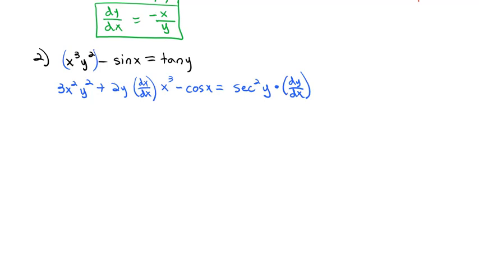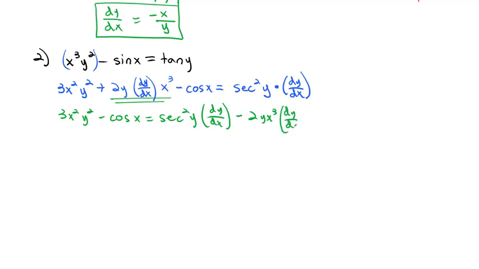Now we just have to solve for the dy dx. To do that, we're going to get all the dy dx's on one side. So I'm going to move that 2y dy dx times x cubed to the left side. So we now have 3x squared y squared minus the cosine of x equals the secant squared of y times dy dx minus 2yx cubed times the dy dx.